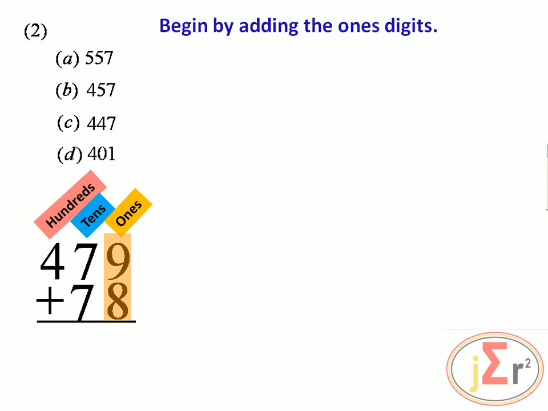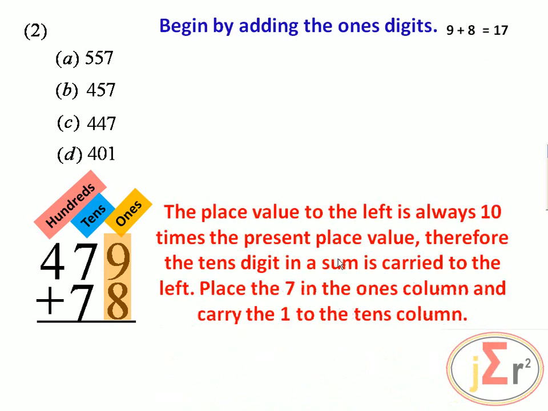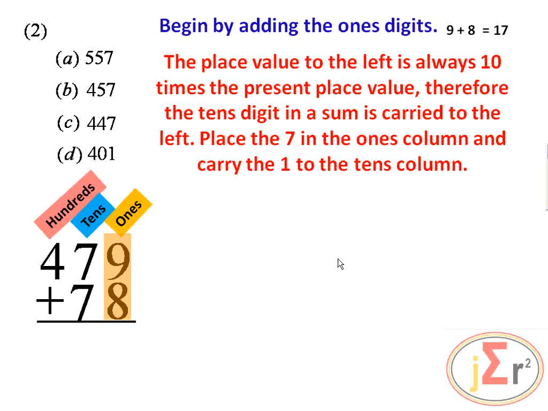And as we explained before, we want to write down the 7, carry the 1. Jerry said that we should carry the 1. Alright, let's carry the 1. So 9 plus 8 equals 17. The place value to the left is always 10 times the present place value. Therefore, the tens digit in a sum is carried to the left. Place the 7 in the ones column and carry the 1 to the tens column.